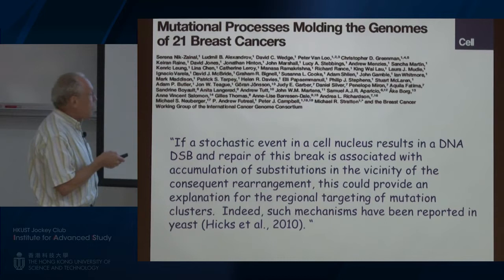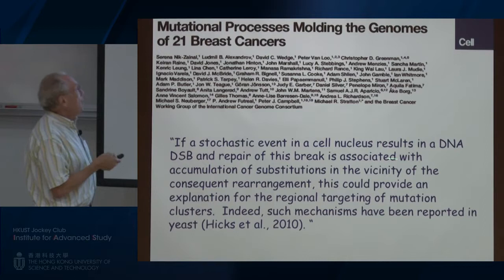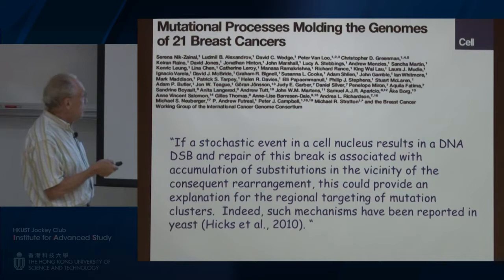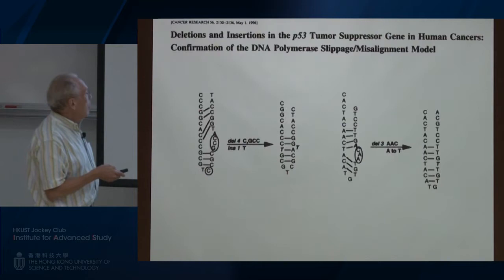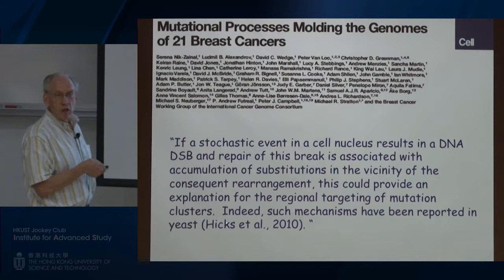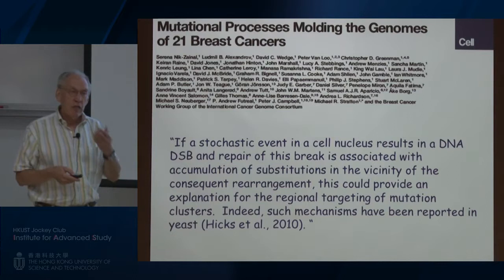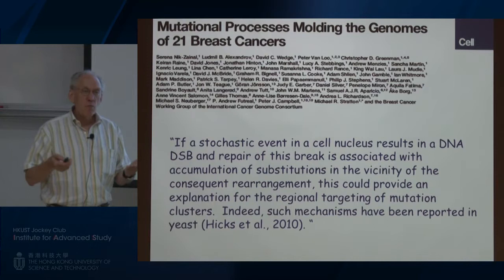So this is a quote from that paper. "If a stochastic event in the nucleus results in a DNA break, and repair of this break is associated with the accumulation of substitutions in the vicinity of the rearrangement, this could provide an explanation for the targeting of mutation clusters. Indeed, such mechanisms have been reported." Okay, so what's this paper? That's the paper I've just been talking about. So we provided the model for these kinds of mutational events in cancer cells. And that's the value of doing this model system kind of work.